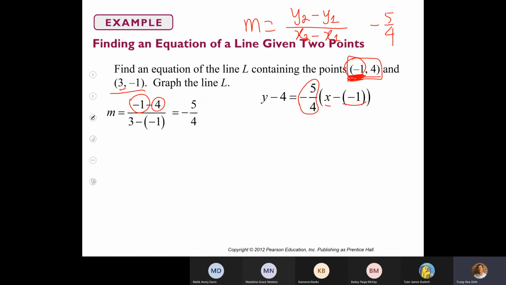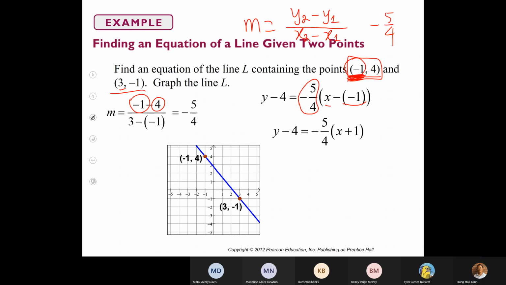You might simplify that. You get y minus 4 equal to -5/4 times, minus -1 will be plus, right? So you have x plus 1. I would like to do this to the end. Let's expand this. You get -5/4 x minus 5/4. Is that correct?